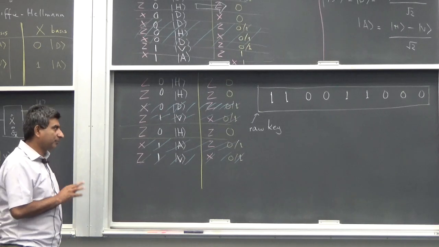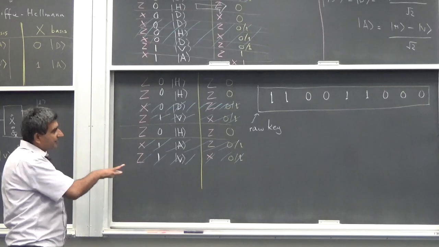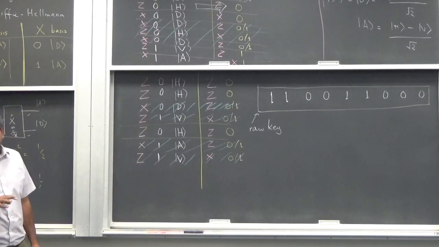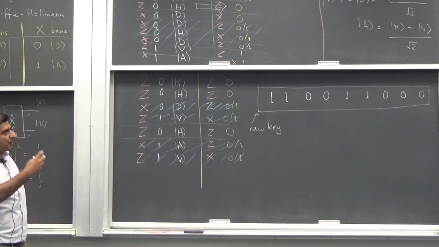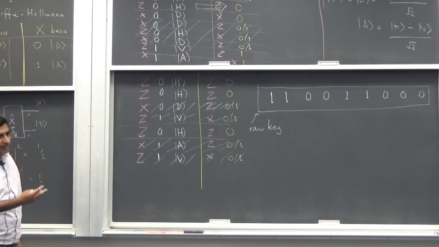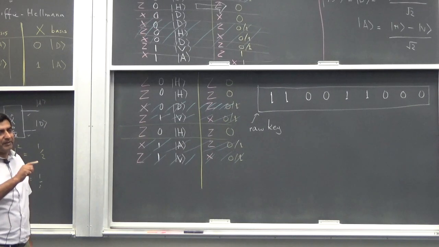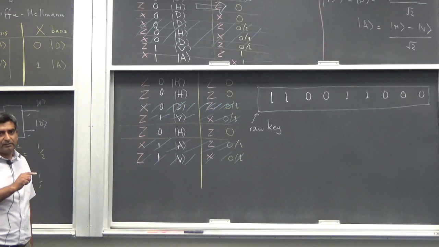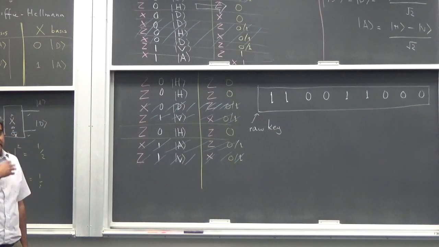So we need to find out the probability of that happening. Any questions up to this point? This is how a key has been generated quantum mechanically using the properties of quantum states. And these bases, X and Z bases, have to be mutually unbiased bases. They're non-orthogonal. Z has some overlap with X and vice versa.